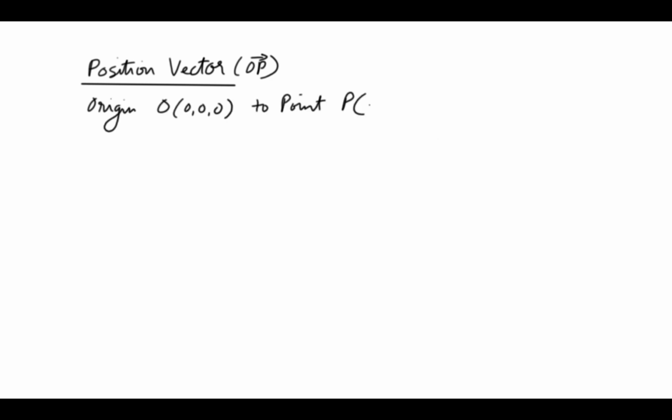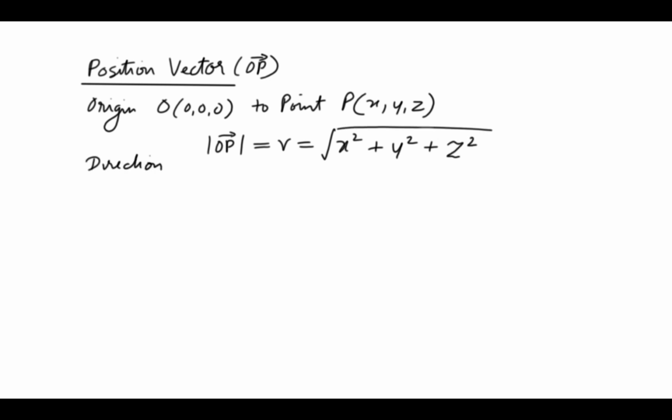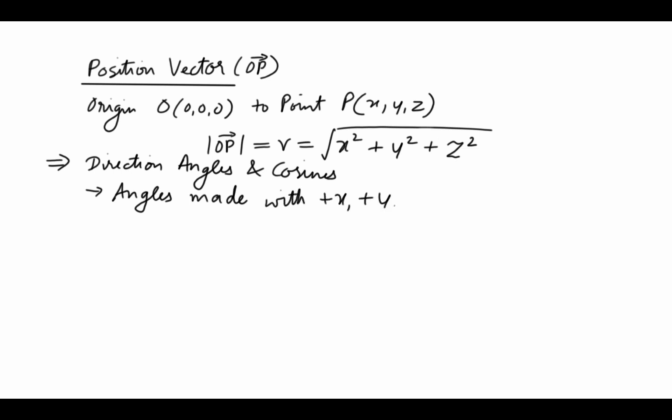Now, let's ground this in a 3D coordinate system. If you have a point P in space with coordinates x, y, z, its vector relative to the origin 0, 0, 0 is called its position vector OP. By applying the distance formula, the magnitude of this vector is simply r equals square root of x square plus y square plus z square.